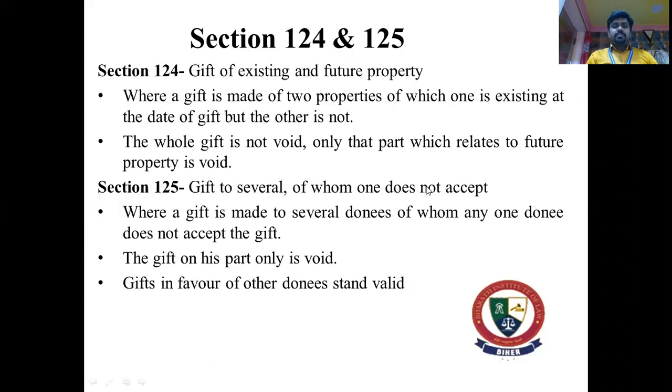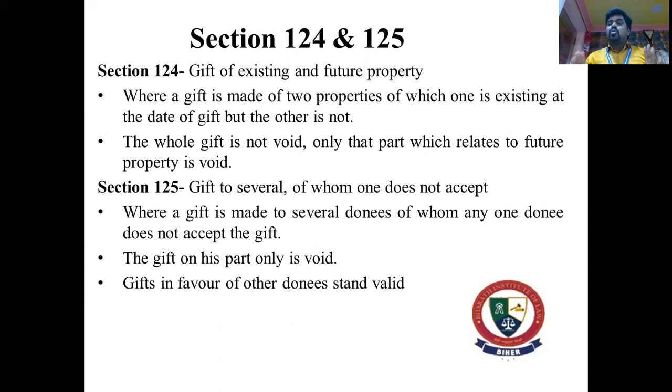Next, we will see section 124 and 125. Section 124 is the gift of existing and future property. So where a gift is made of two properties, of which one is existing at the date of gift, but the other is not. We have seen in the definition itself clearly stating that the gift shall be made of an existing property. So section 124 contemplates the same thing: what happens where a gift is made of two properties in which one is existing at the date of gift and the other is not.